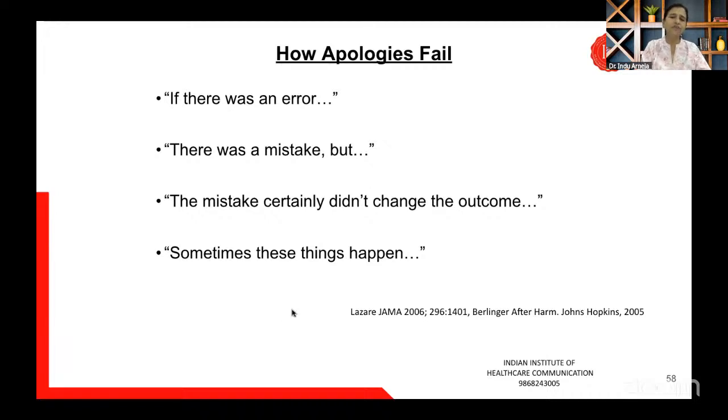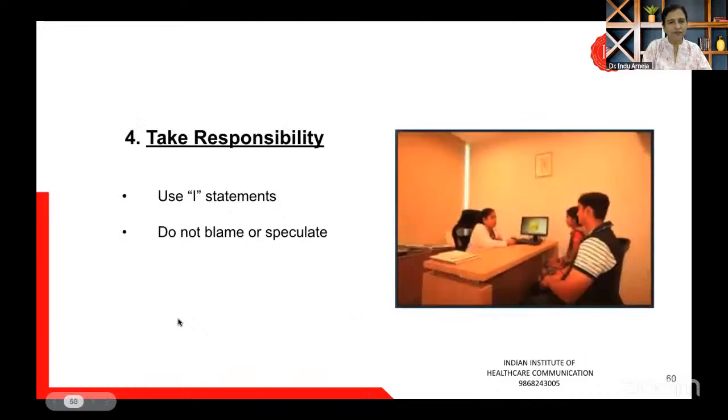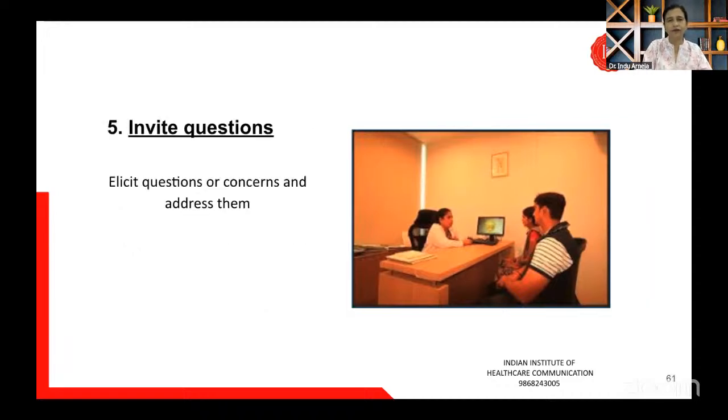And sometimes these things happen, especially if there are a lot of patients and a lot of chaos. The emergency department is usually very chaotic, so there was a mixing of case sheets, and that's what happened in your case. I'm sorry, but that explanation will not work. So the best is taking responsibility. Wherever possible, use I statements. They will feel that you are taking responsibility. Avoid blaming your staff or your team, and avoid even speculating, oh, maybe this happened, maybe that happened. I think that will not really help us.